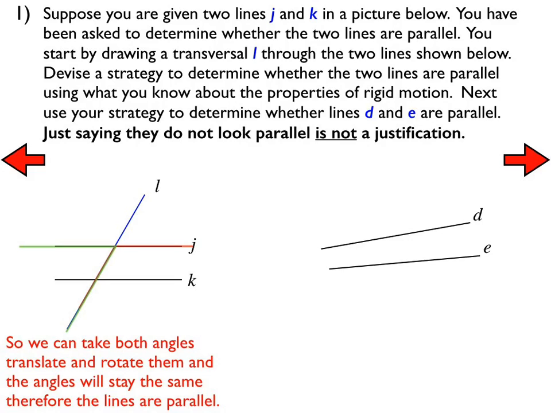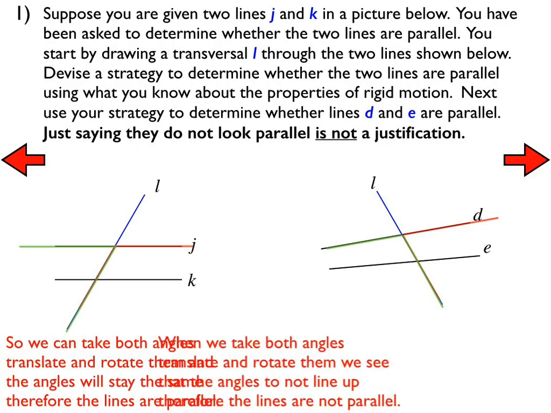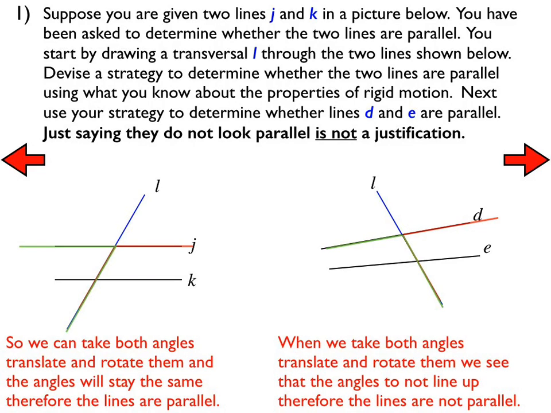Whereas when we take a look at D and E, and I draw a transversal L, watch this. I've got that angle right there. When I try and translate it down, it's clear right now already that those 2 lines are not parallel to each other. D and E are not parallel. And I'm going to keep rotating and translating and so on, but we can clearly see we don't have parallel lines here. And so now I know that you've got some blank areas that you need to fill in for both of these pictures.